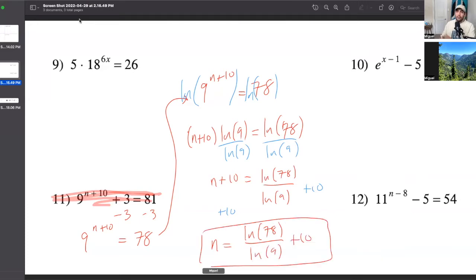And at this point, you can go ahead and plug it into your math compass and find the decimal value for this, or you can leave your answer like this. This will actually be the exact answer. The value that you find in your math compass as you round it is going to be the estimate.